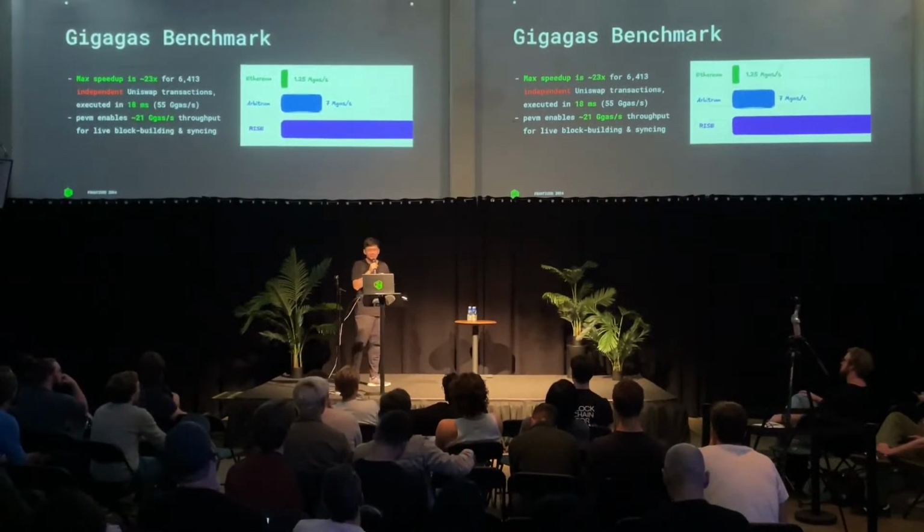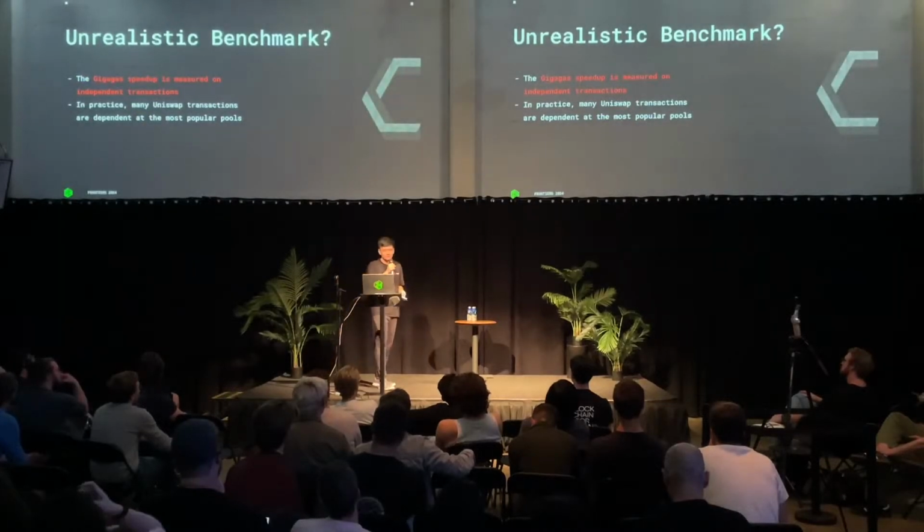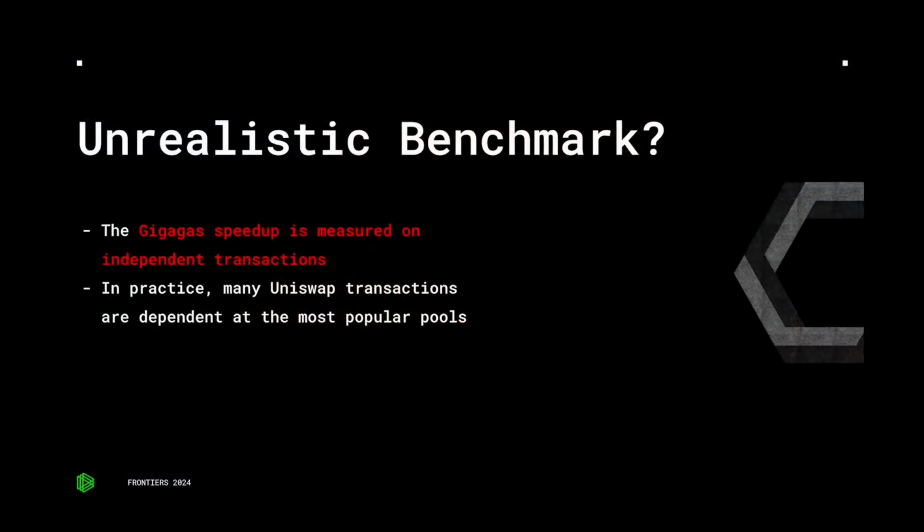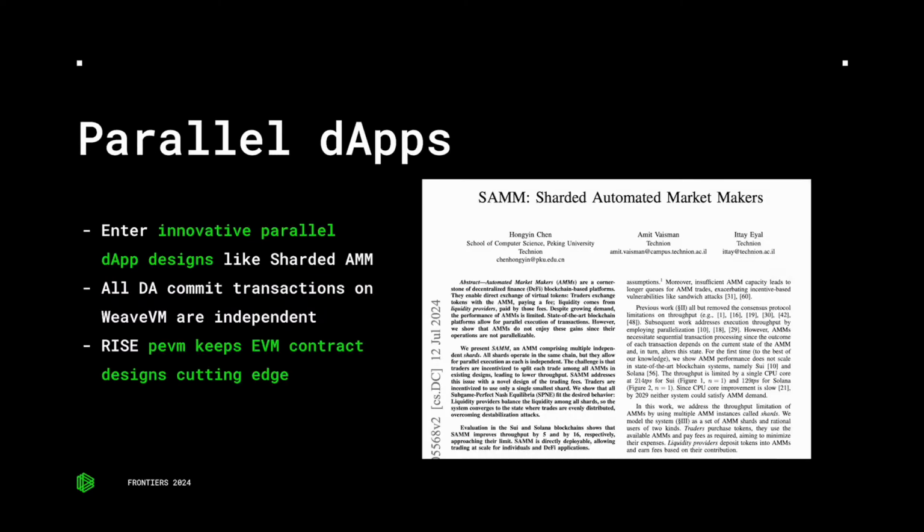It's called independent. So is this even realistic? All these measurements are on independent transactions, while in practice, many Uniswap transactions depend on the most popular pools, right? So this is fantasy, if anything, it's useless. But it turns out that there are already many efforts in the ecosystem to design parallel DeFi. Just like when we started to have multi-core machines, people started to design concurrent and multi-processor algorithms. And I think we are entering the same era, and Ethereum is actually lagging behind a little bit.